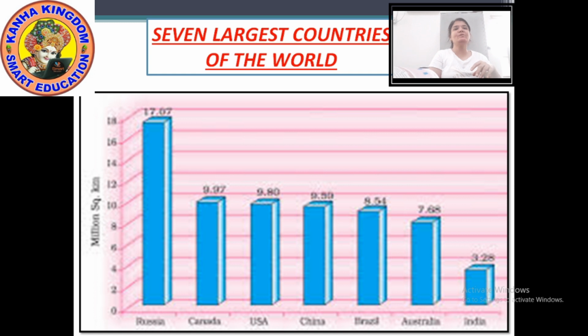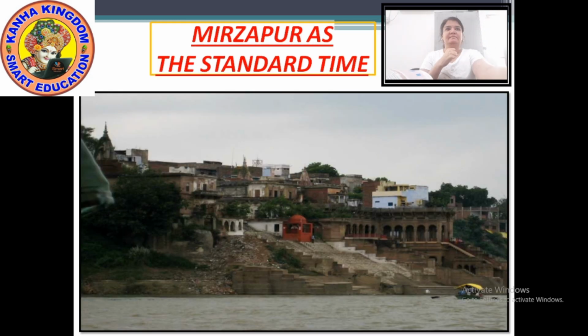Now next I am showing you a picture of Mirzapur. How does Mirzapur look, and Mirzapur has the standard time. Have a look. This is Mirzapur, with the standard time. It is also known as the Indian Standard Time for the whole country. Mirzapur in UP is known for the Indian Standard Time for the whole country. Why? Because the standard meridian passes through Mirzapur in UP.